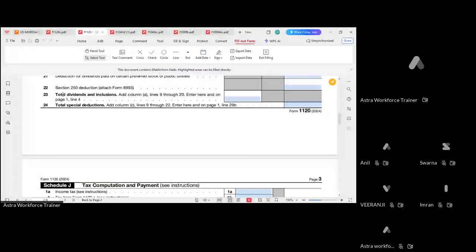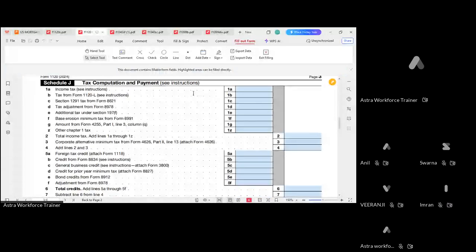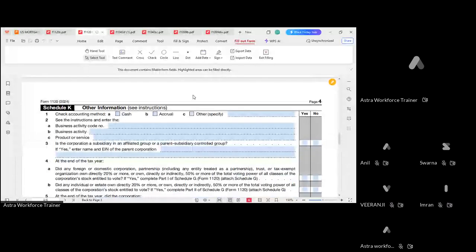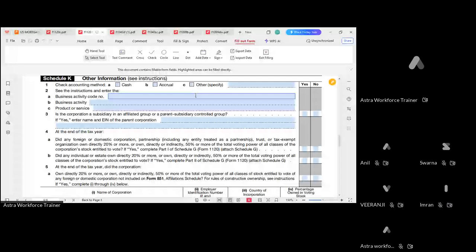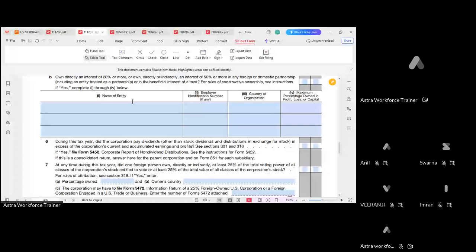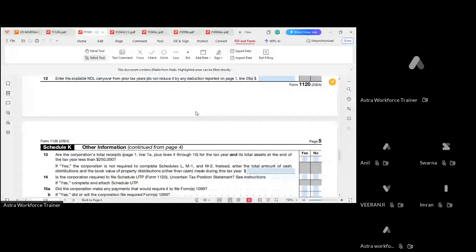Most of the time this is not required. This is the tax computation, total payments and credits, and Schedule K, normal. How are they using the cash? How are they proceeding with the business? The business activity code number, product and service, all the details will be available over here. And this is the partner name, employer identification number, country of incorporation, and the percentage of stock, that means of ownership. We'll get that over there.